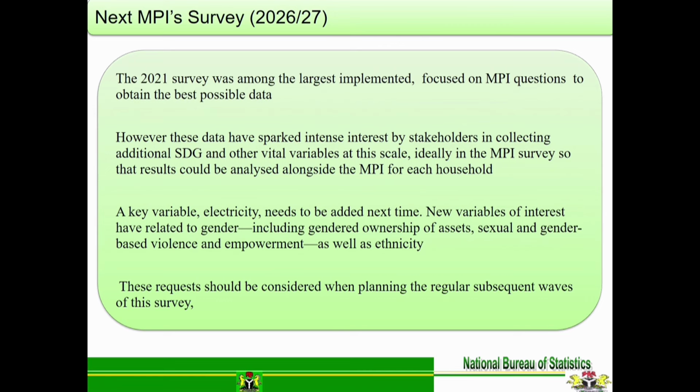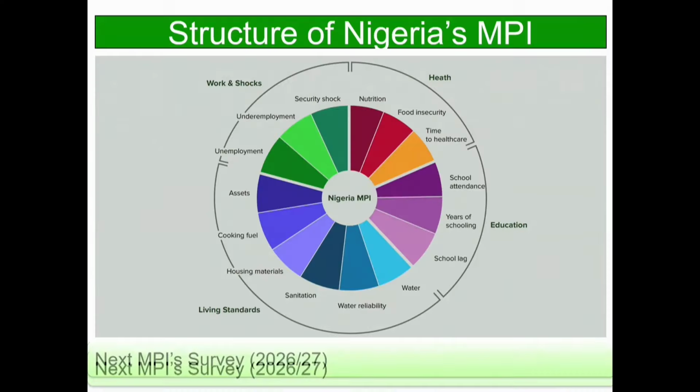also include additional indicators like electricity in order to capture more forms of deprivation, including gender ownership of assets, sexual and gender-based violence and empowerment, as well as ethnicity. These questions should be considered when planning the regular subsequent waves of the survey.